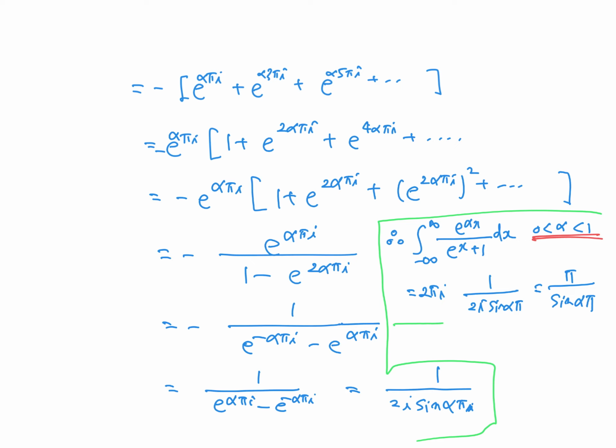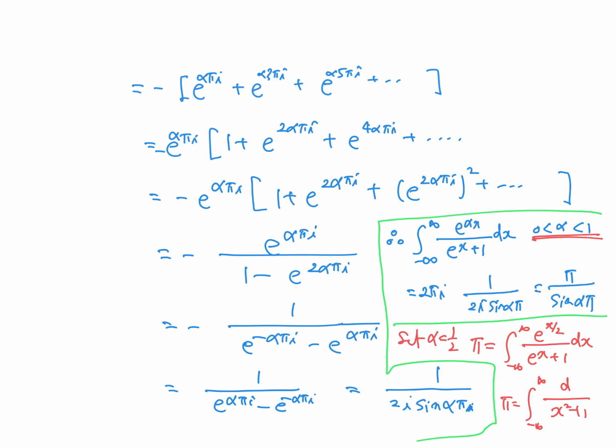So I can set alpha to 1/2. We have pi, the integral of exponential x plus 1, exponential x over 2 dx. Previously we have another pi, so I'm quite curious why there are so many expressions of pi.